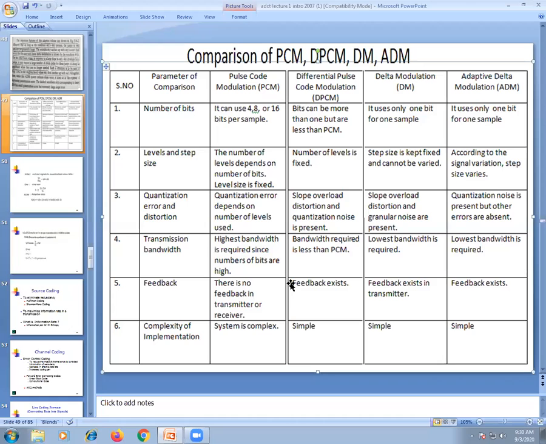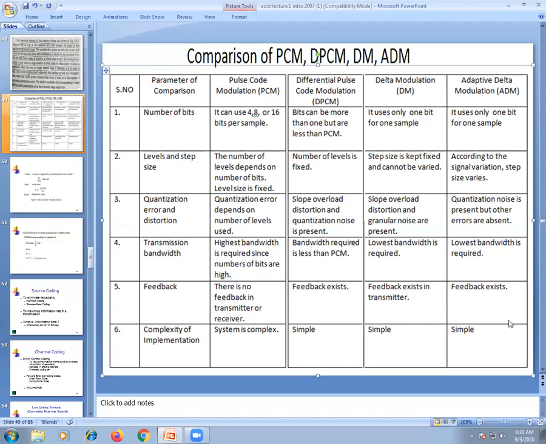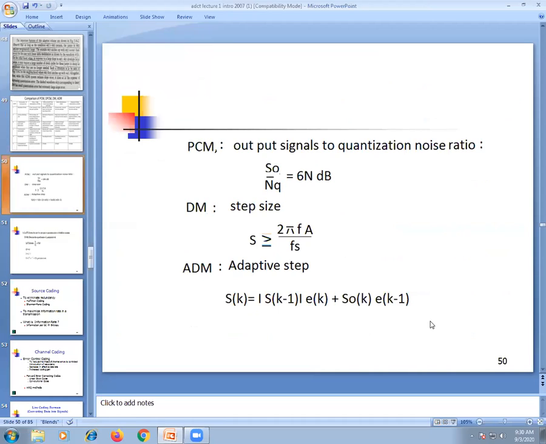Next, you go for some mathematical relations. Let us see PCM. This is an important relation: S0 by NQ. S0 is the system output and NQ is the quantization noise. In the PCM block diagram, the channel is between the transmitter and receiver. The channel doesn't have any external noise. Only the internal noise exists, that is the quantization noise only. Let us assume that. That's why you can calculate the signal output by quantization noise ratio. That is one of the important parameters to assess the quality of the signal.